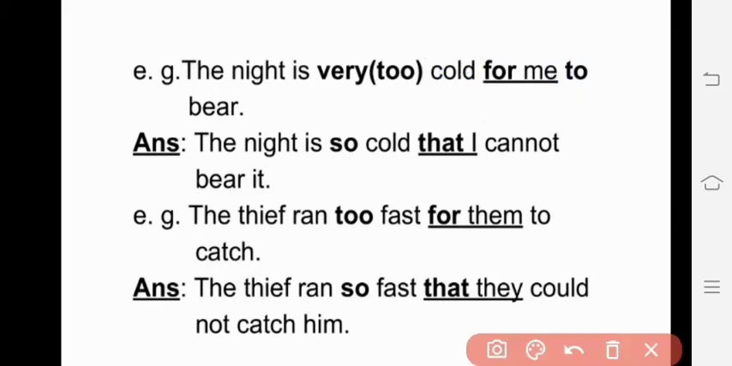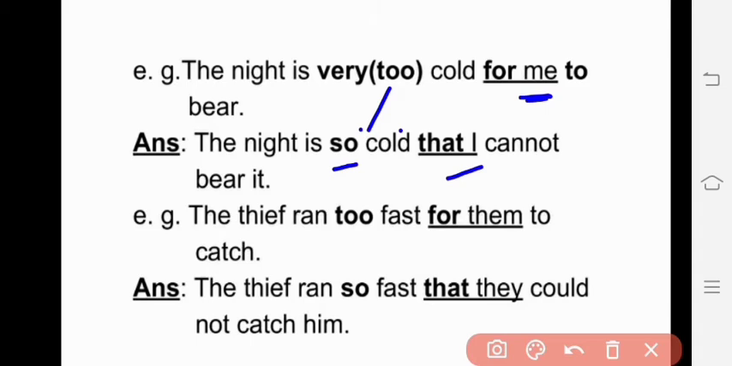So this sentence is converted like this: the night is so cold that. In place of "very" or "too", apply "so", cold, "that". Now "for me" you have to remove, and "for me" converts into "I" as per the doer of the action, or as per the subjective case, meaning nominative case, noun or pronoun. As per that you have to convert "for me" into "I", if "for him" is given then into "he", if "for her" is given then into "she".